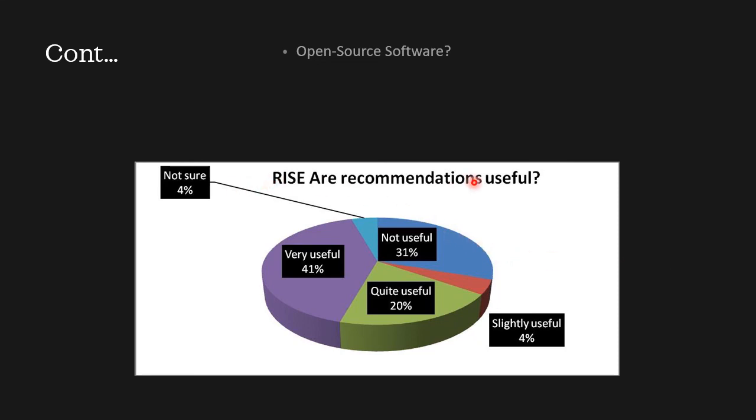Looking here at research that was conducted, about 4% are not sure about how to use the open software or the usefulness of the software. 41% have enjoyed the usefulness of the software. 20% have exemplarily accepted that open software is very useful. 31% of the users have indicated that the open resources are not useful. And about 4% have indicated it is slightly useful.